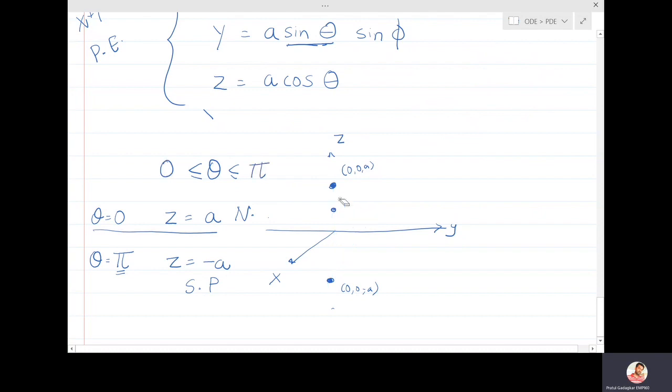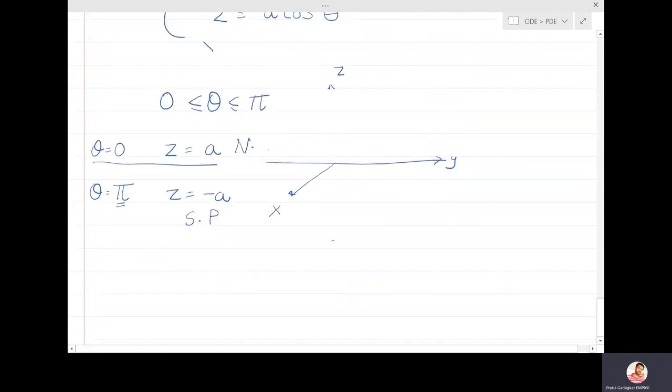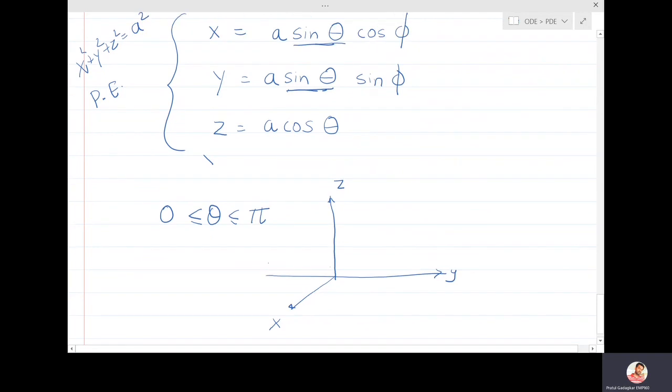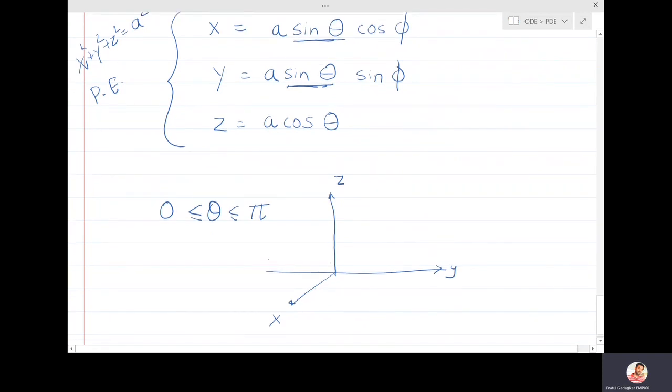Okay, now what is the importance of the angle phi in this particular problem? So when I look at phi, this phi is usually called a horizontal angle. So this phi is the horizontal angle. Now what is the horizontal angle here in this problem? So this is the equator of the sphere.